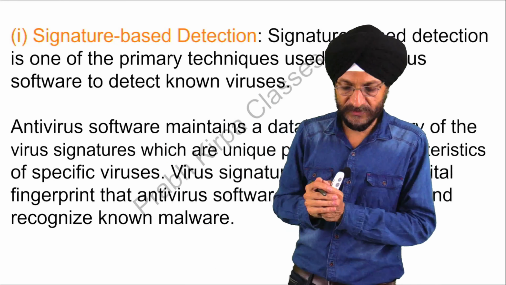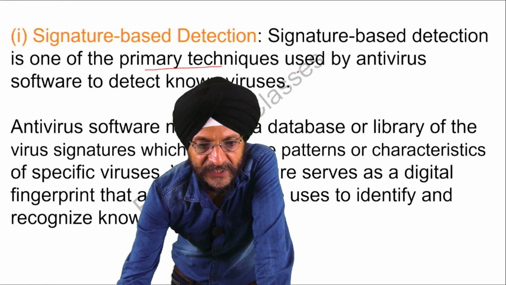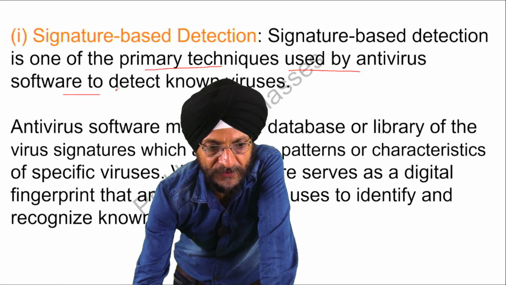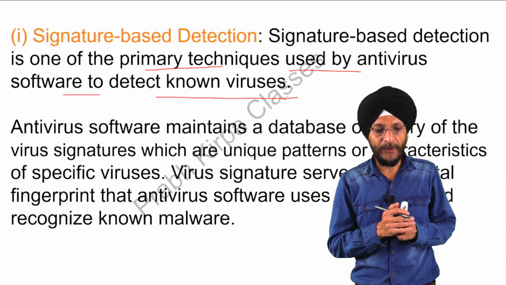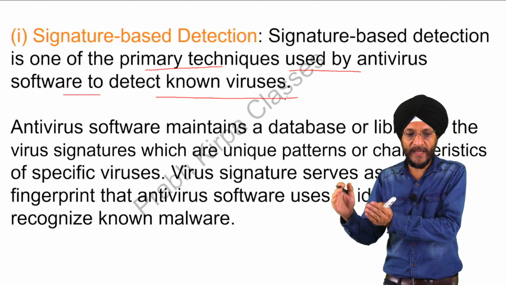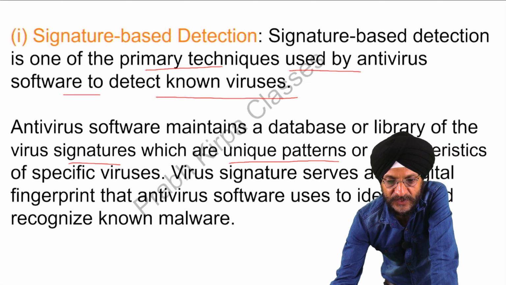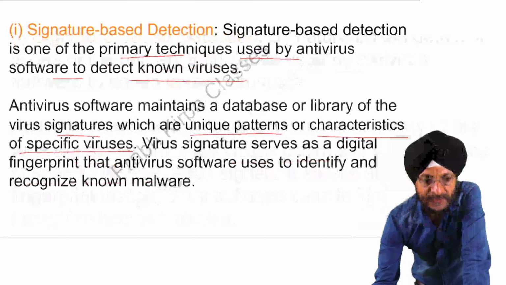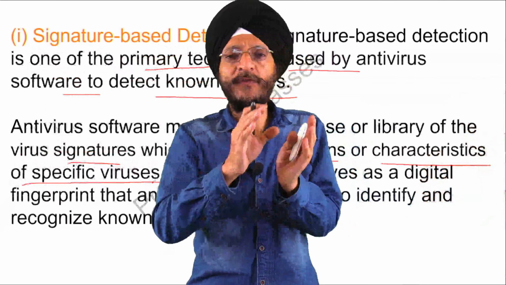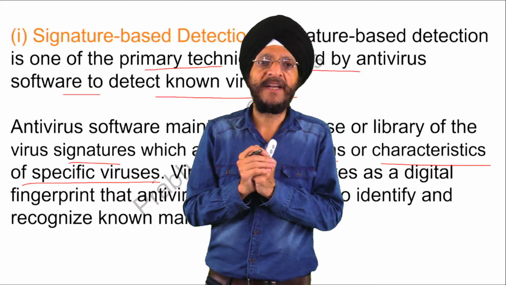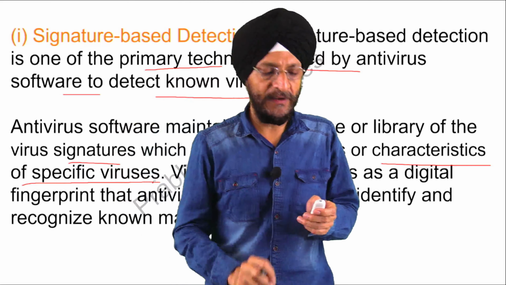So now we read this. What is written? Signature based detection. It is one of the primary techniques used by the antivirus software to detect known viruses. Antivirus software maintains a database or library of the virus signatures, which are unique patterns or characteristics of specific viruses. Virus signatures are just like the fingerprints of the viruses that antivirus software uses to identify and recognize malware.